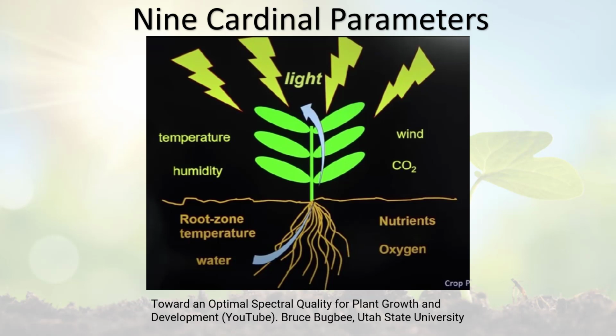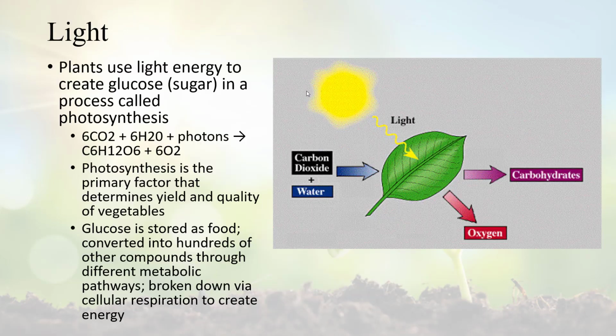He has these 9 cardinal parameters for plant growth, and you see them there: temperature, humidity, wind, carbon dioxide, in the root zone, temperature, water, nutrients, oxygen. And then at the top here is light. Light is incredibly important because it's through light that plants are able to convert carbon dioxide into sugar, through a process called photosynthesis. They use photons or energy from the sun and combine it with carbon dioxide and water to create one glucose molecule and oxygen as a byproduct.